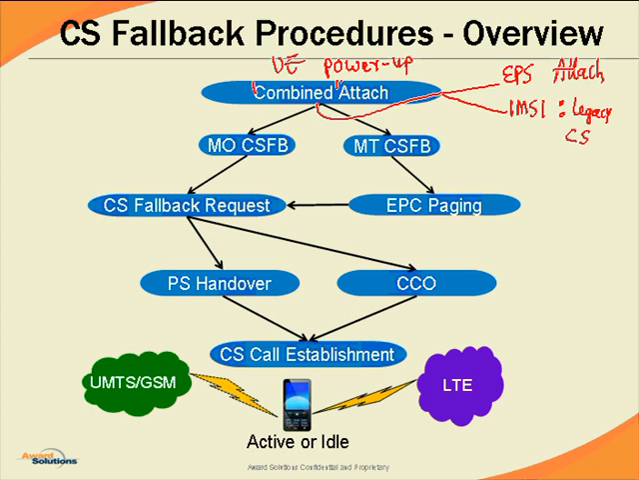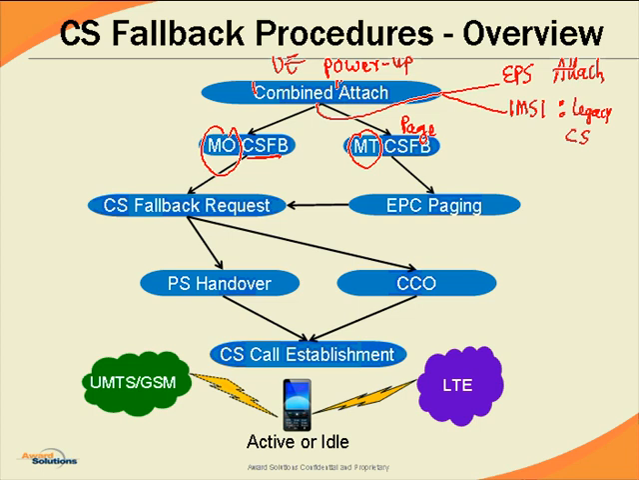Actually, for 1x we use a different term. So let's say attach to the UMTS type network. Okay? IMSI attach to UMTS. Then we have possibility of either a mobile originated voice call, then it is mobile originated CS fallback, or mobile terminated. So here there is a page message involved.